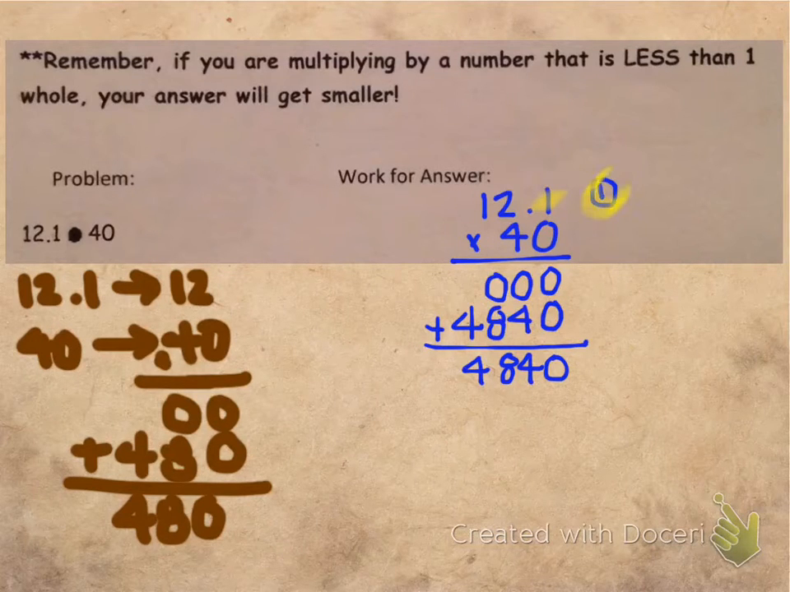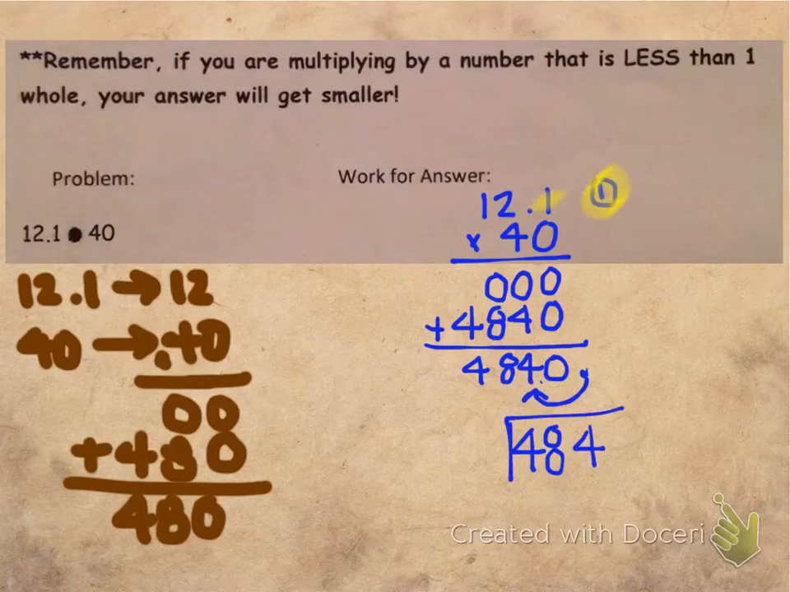Step 5 says to put our decimal back into the problem. So here we circled a 1. So we're going to start at the back of our answer, and we are going to move our decimal over to the left 1 time, putting the decimal back into the answer, giving us 484. So if you look, our final answer looks very close to our estimate, so the chances are our answer is correct.